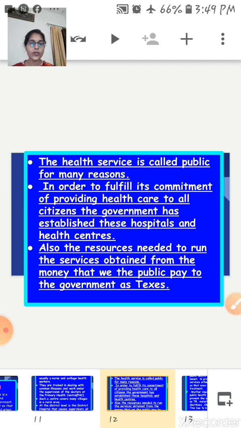Now the health services are also called public for many reasons. Why? In order to fulfill its commitment of providing healthcare facilities to all citizens, because it is the responsibility of the government to provide quality healthcare services to all the citizens of the country, right? Especially the poor people and the disadvantaged groups of society. So the government has established these hospitals and health centers. Also, the resources needed to run the services are obtained from the money that we, the public, pay to the government as taxes. Whatever we pay as tax to the government, in return the government provides this kind of facility, health facility, education facility and so on.